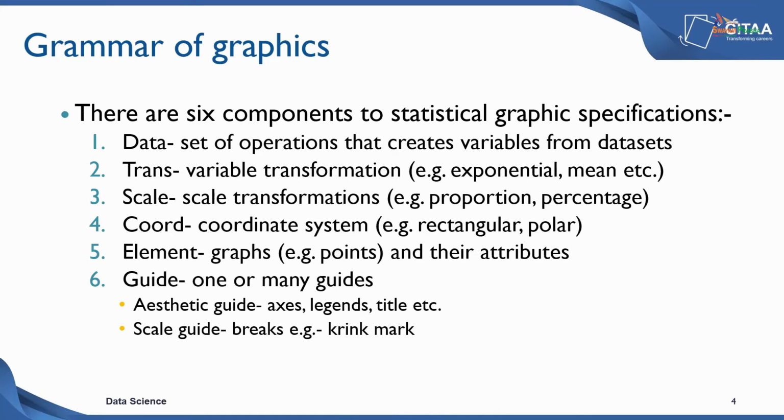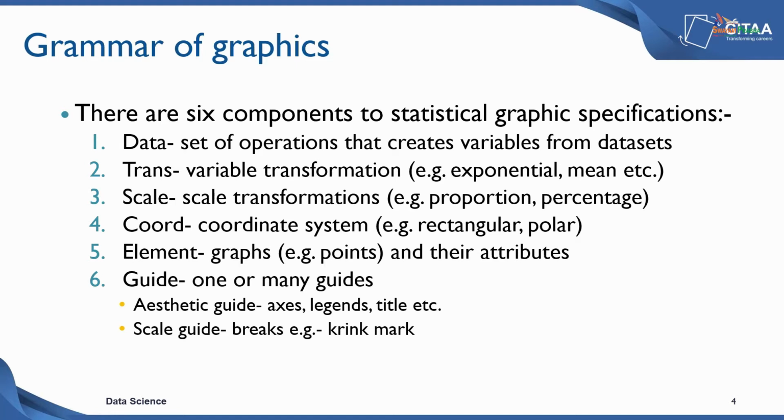The next is the scale transformation, which represents either proportion or percentages. So let's say if you have a certain variable and you want to compute the proportion from it, then you can use proportion or percentage. So that is scale transformation. The fourth component is the coordinate system, which can either be rectangular or polar or any other coordinate system. The next component is element, which actually represents the graphs and their attributes. Now let's say for instance I take a scatter plot, so I am going to represent a scatter plot using points. So I am going to be referring to the points and their attributes. So that comes under element.